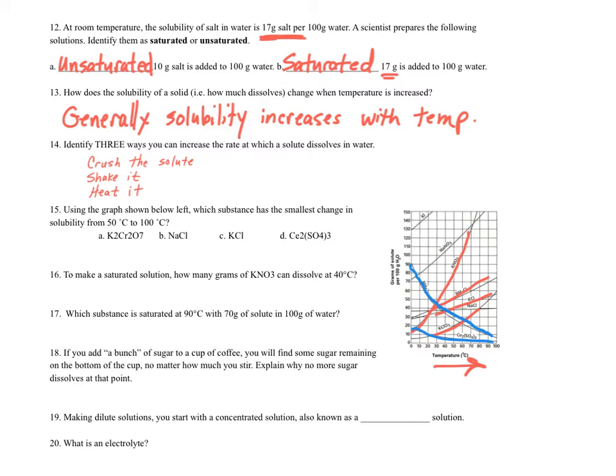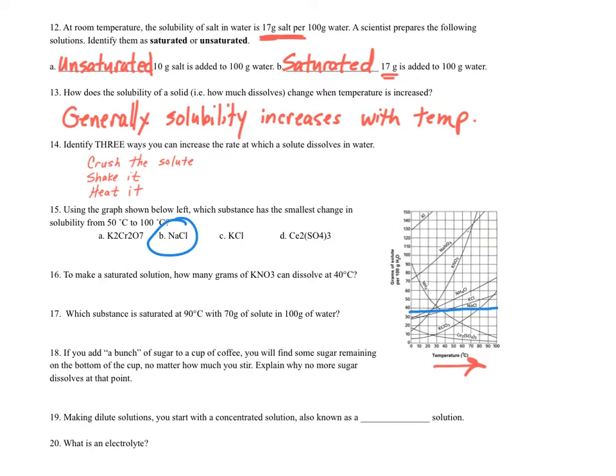Number 15, using the graph shown below, which substance has the smallest change in solubility from 50 to 100? Well, that would be the graph that rises the least amount as you go from left to right, and that looks like the line labeled sodium chloride, NaCl. It rises the least amount when you go from left to right, increasing temperature.